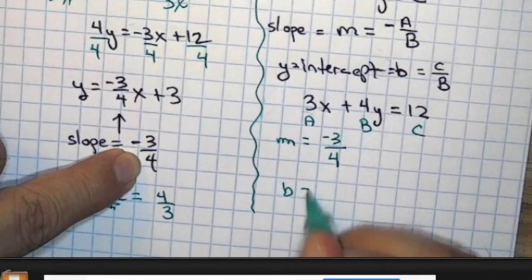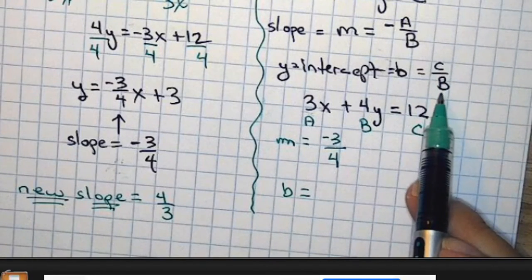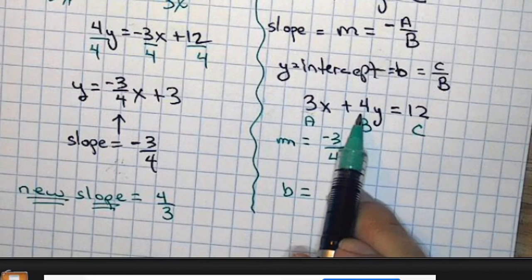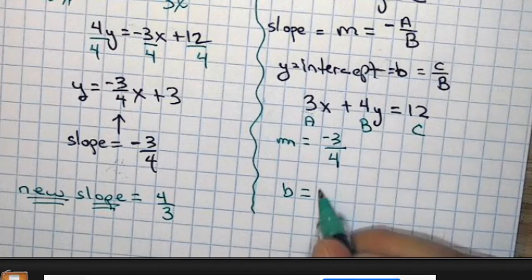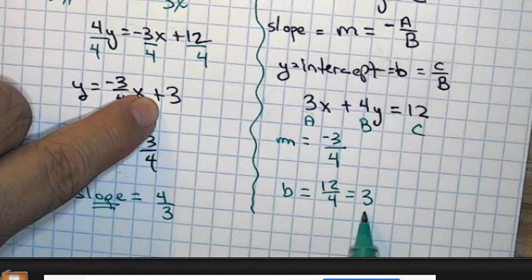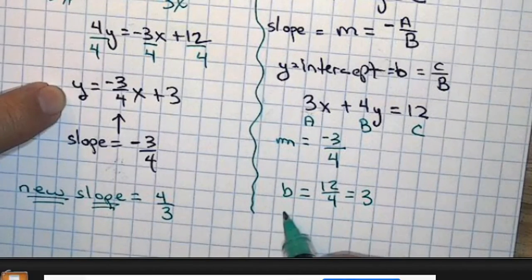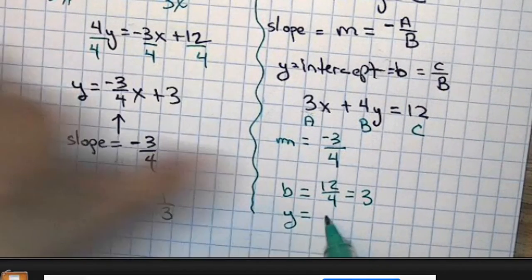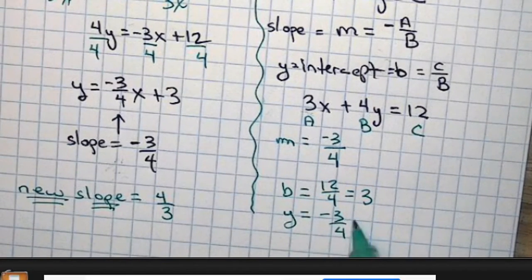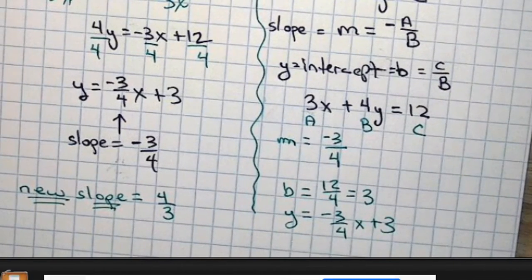The y-intercept of this line is C over B. Well, C over B is 12 over 4, which is equal to 3. And we had that. So you're able to get this same equation in slope-intercept form by using this approach. If you memorize it, this formula is not going to be given to you. I'll pause there for questions on that.